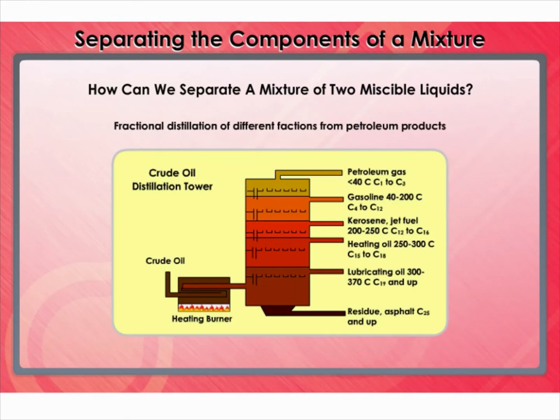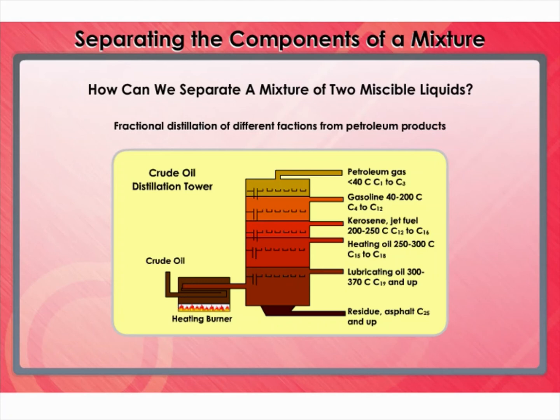It is used for the separation of components of a mixture containing two miscible liquids that boil without decomposition and have sufficient difference in their boiling points. To separate a mixture of two or more miscible liquids for which the difference in boiling points is less than 25 K, the fractional distillation process is used.